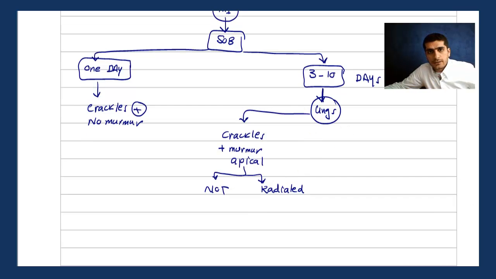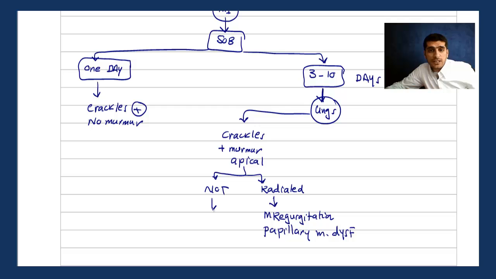So hopefully the screen is enough. If it is radiated, basically the answer will be mitral regurgitation. Another important pathology of mitral regurgitation in post-MI is papillary muscle rupture or papillary muscle dysfunction, or just papillary muscle ischemia. So you can say papillary muscle dysfunction.